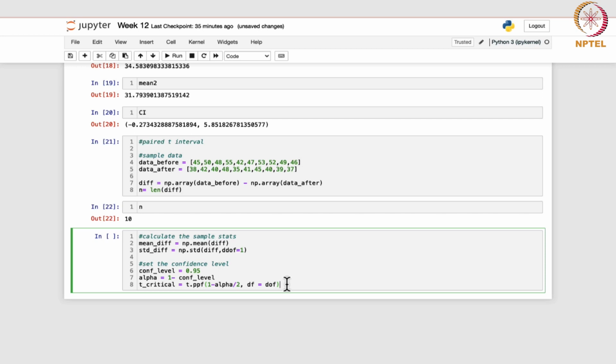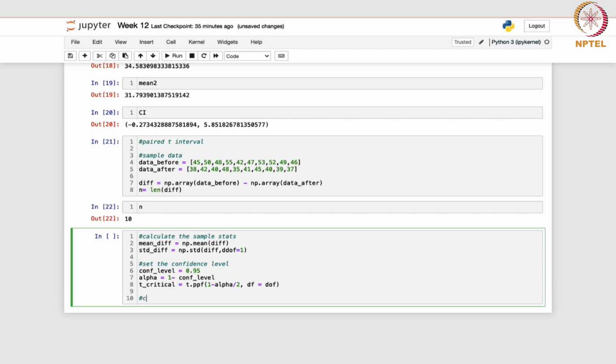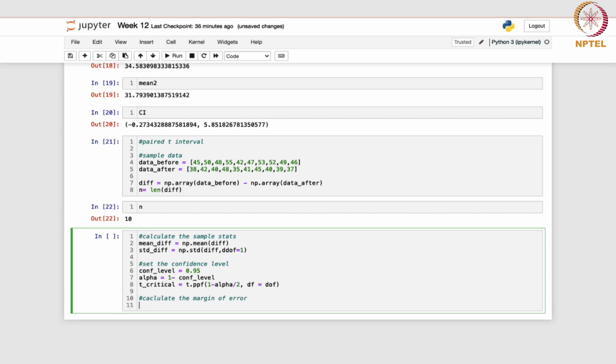Okay, now if we have to calculate the margin of error, so margin of error would be MOE. Margin of error in this case would be T critical, which is T alpha by 2, n minus 1, into SD. So SD is the std difference that we have obtained. So let me just write std difference divided by square root of n. So we will write np.sqrt of n.